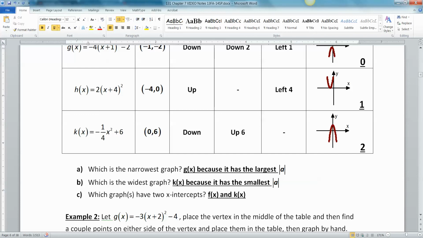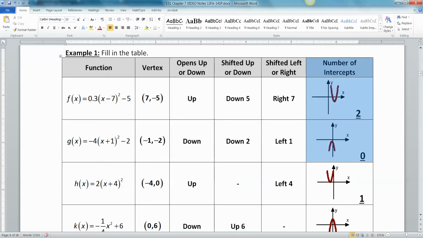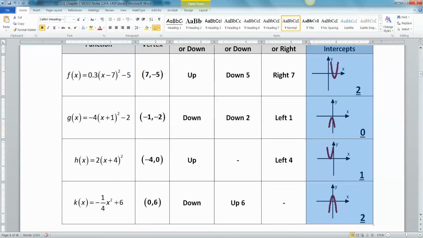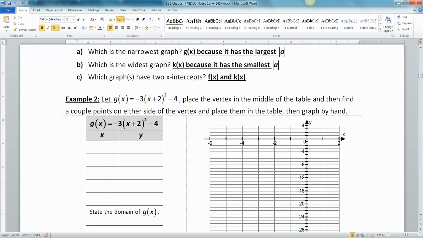Beautiful. All right, we're done with that problem now. And again, I added in that last column, but it's useful stuff to know. Just to be able to draw a quick sketch and figure out how many intercepts you have is a very nice skill to have.